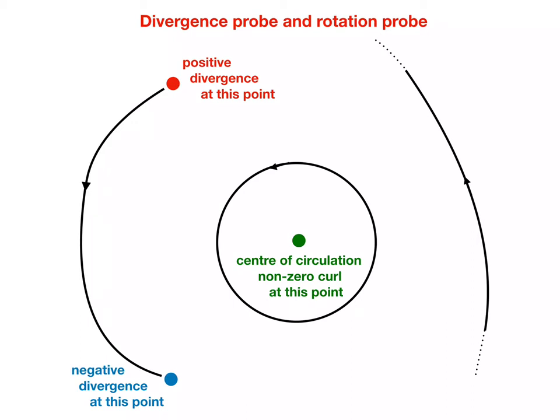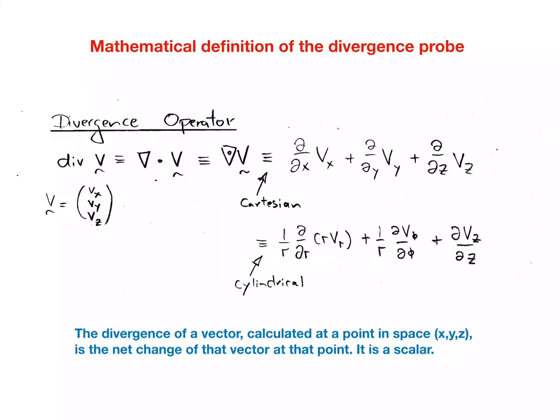A positive divergence identifies a source, a negative divergence identifies a sink, and a non-zero curl identifies a center of circulation. From the sign of the curl, it can be decided if the circulation occurs in a right-handed sense for a positive curl or in a left-handed sense for a negative curl. The mathematical definition of the divergence operator is shown here.